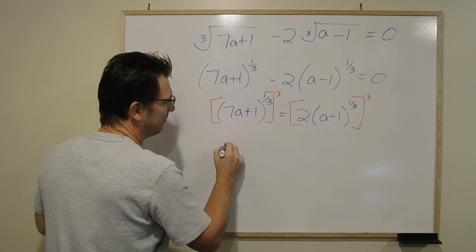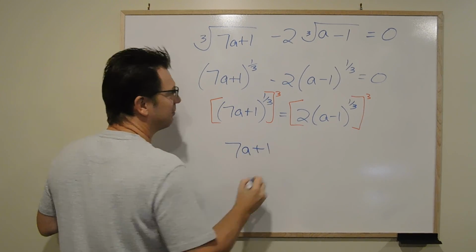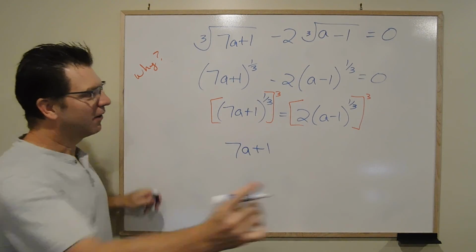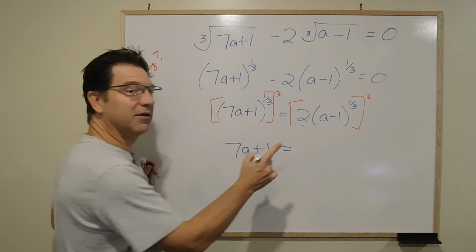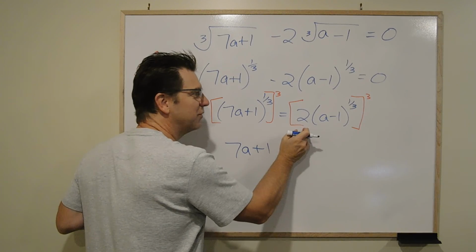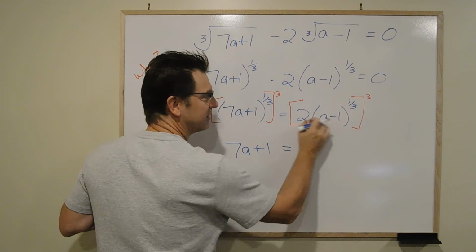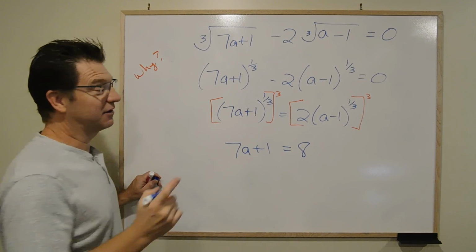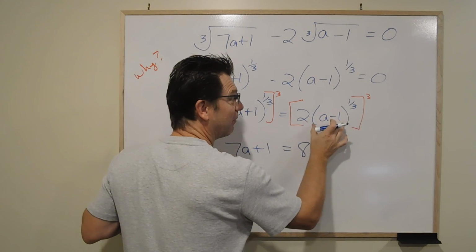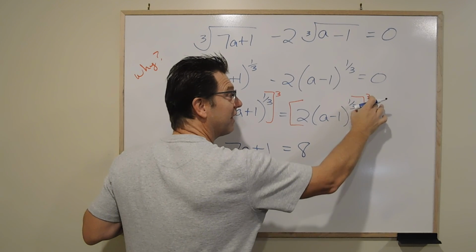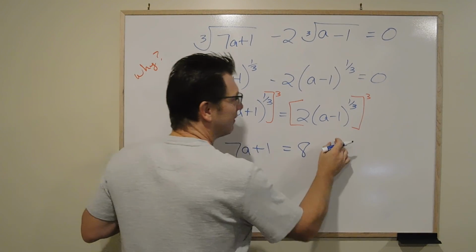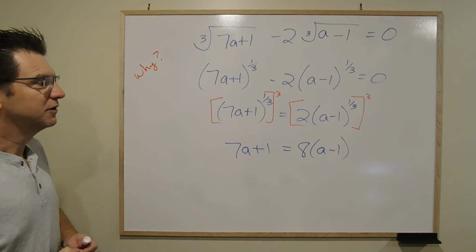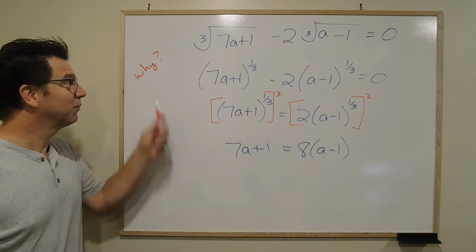So if I cube this, I'm left with 7a plus 1, because I have to multiply the exponents. On this side, you have to be a little bit careful because I'm cubing the 2 and I'm cubing the bracket. So 2 cubed is 8, because that's that piece. And then I'm cubing the bracket, a minus 1 to the 1/3. Then I multiply those exponents, and I just get a minus 1. So why did I do that?